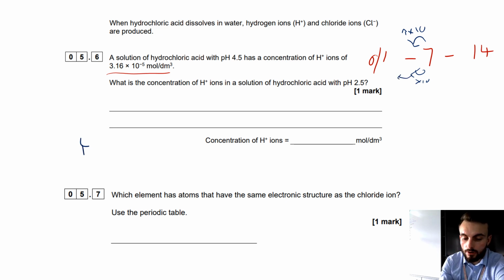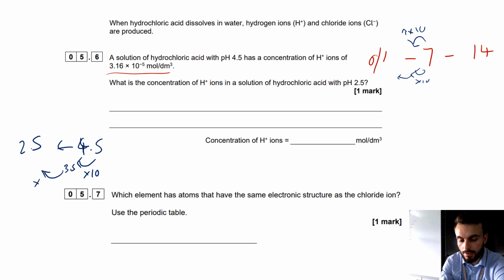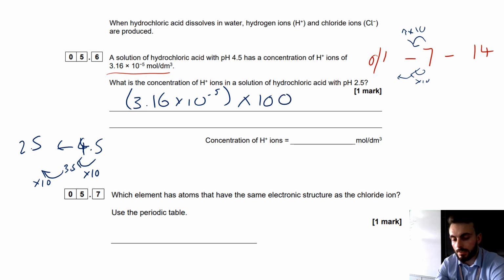We're going from 4.5 to 2.5. So that means we're going to go times 10 for 3.5 pH and then times 10 again for 2.5. Overall, it's increasing in concentration by a factor of 100 because it's 10 times 10. So you're just going to do this number times 100, or times 10 twice, and you get 3.16 times 10 to the minus 3.